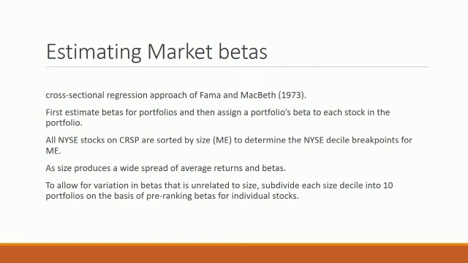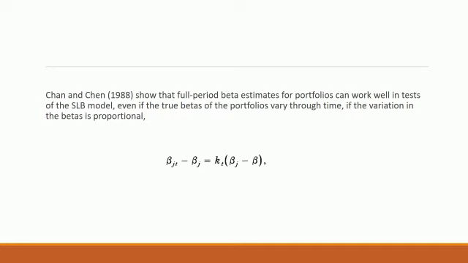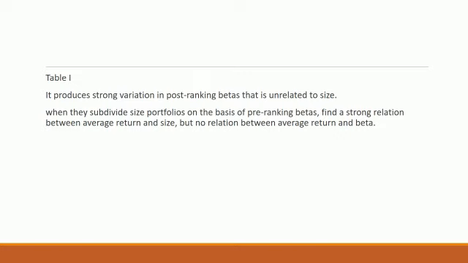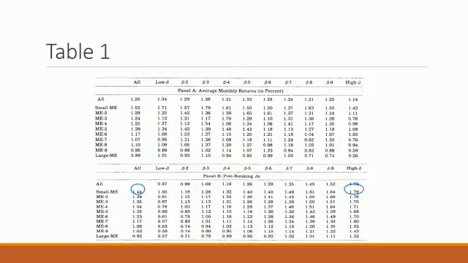This holds if the variation in the betas is proportional, which is indicated by this formula, where Bjt is the true beta for portfolio j at time t, Bj is the mean of Bjt across time, and beta is the mean of Bj. After that, they allocate the full period post-ranking beta of a size-beta portfolio to each stock in the portfolio. So these are the betas that will be used in the Fama-MacBeth cross-sectional regression for individual stocks for the analysis. Now let's move towards the beta estimates.